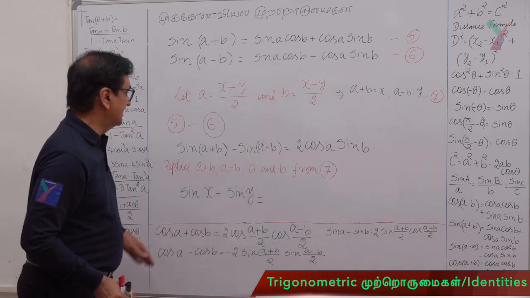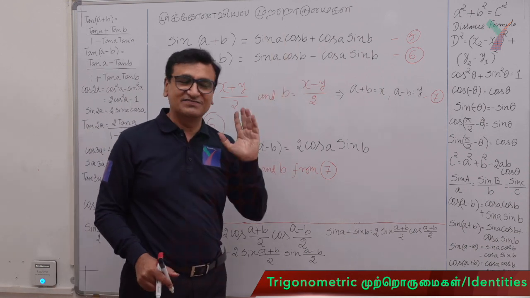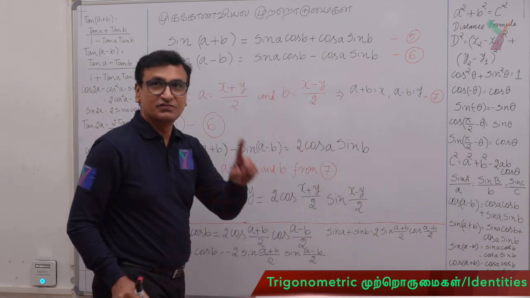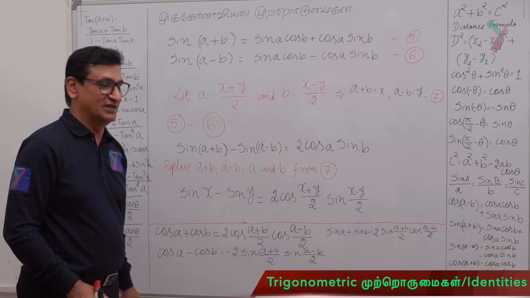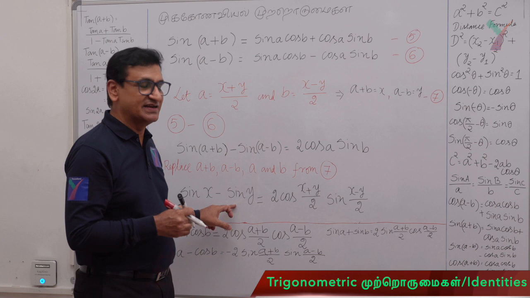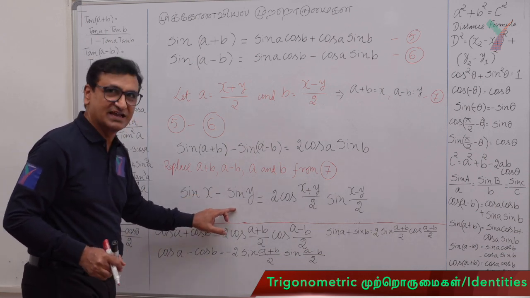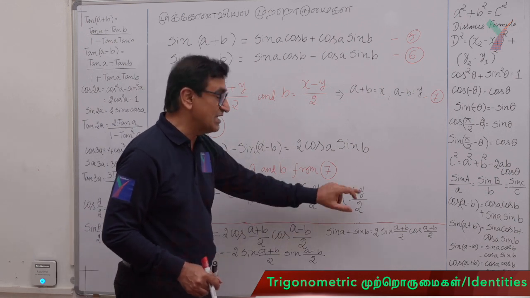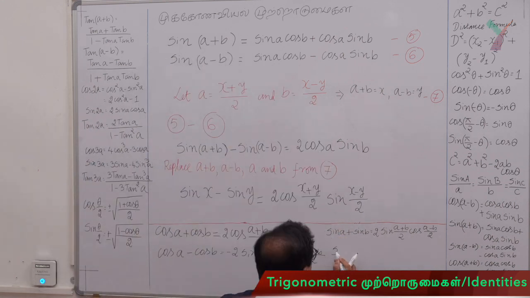And again replace A plus B, A minus B, A and B from equation number 7. So we have our last subtraction to product formula. Sin x minus sin y, which can very well be said as sin A minus sin B. So sin A minus sin B equals 2 cos (A plus B) by 2 sin (A minus B) by 2. So simple. Let me write it down here.